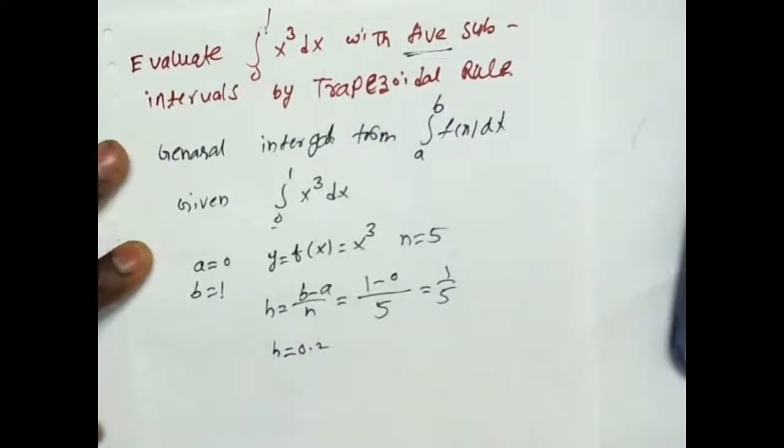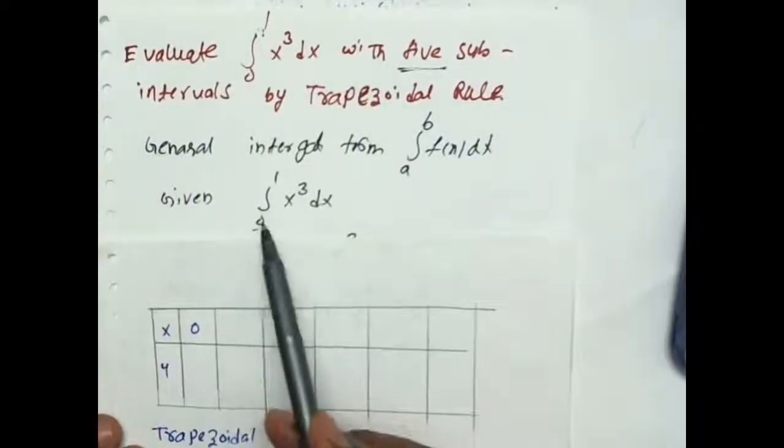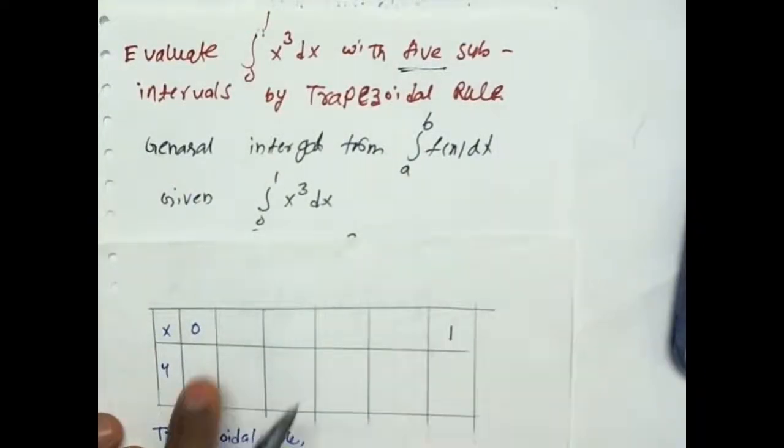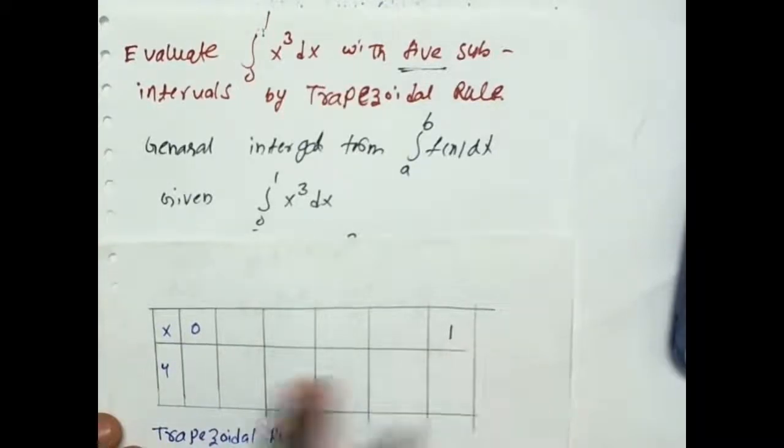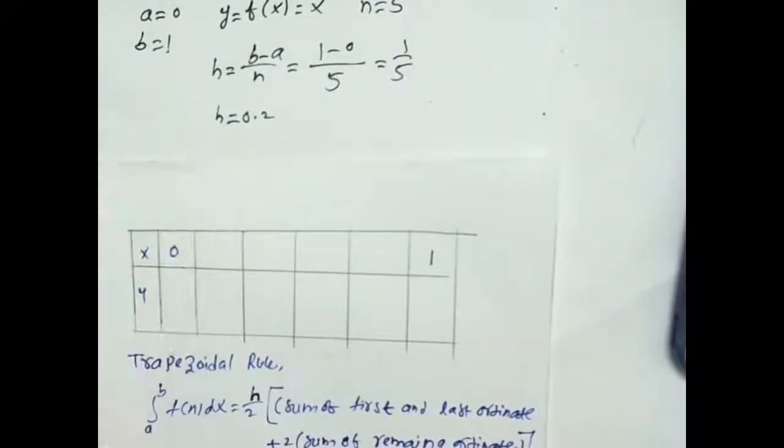Now we have to find the ordinates. Here x equal to how much? 0. What is the lower limit? It is 0. Upper limit how much? 1. Initial value 0, final value 1. Now, how to get the remaining values? By adding the h value. What is the h value here? H value is 0.2.